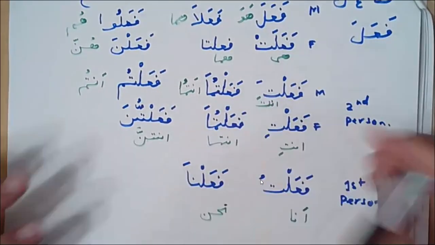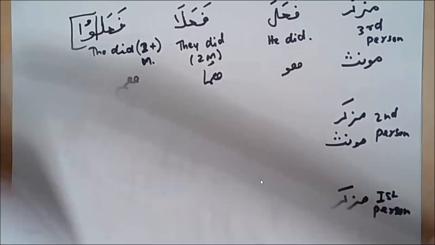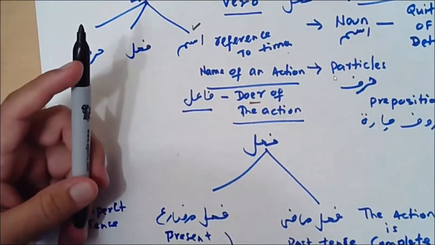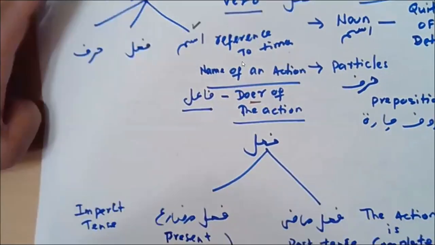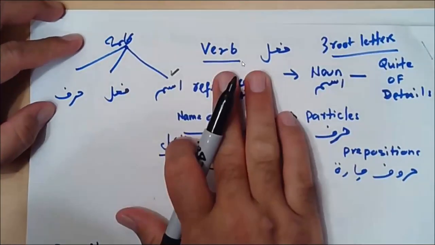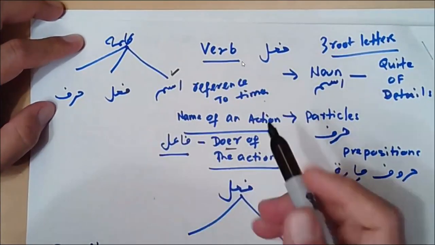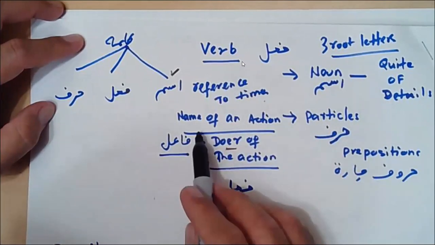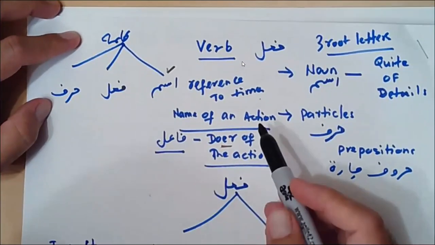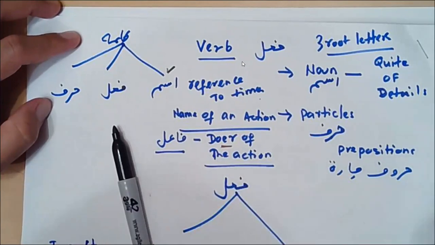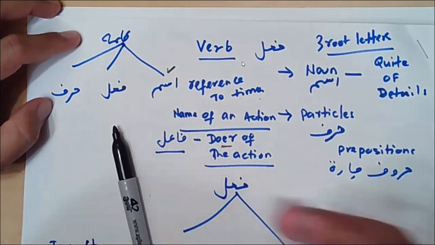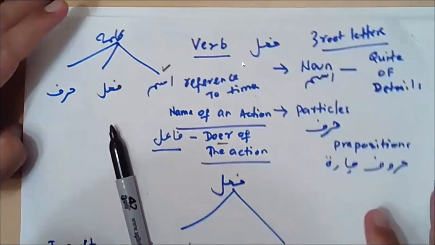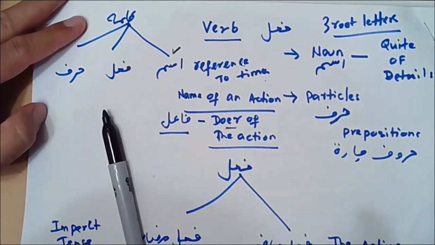Okay, so let's talk about what we have done so far. We said that today we are going to understand a verb. Verb is nothing other than another term in the Arabic language which means an action. So what is an action? Action means when you do something, for example eating, talking, sitting, running, walking, hitting, opening, closing. These are all actions.